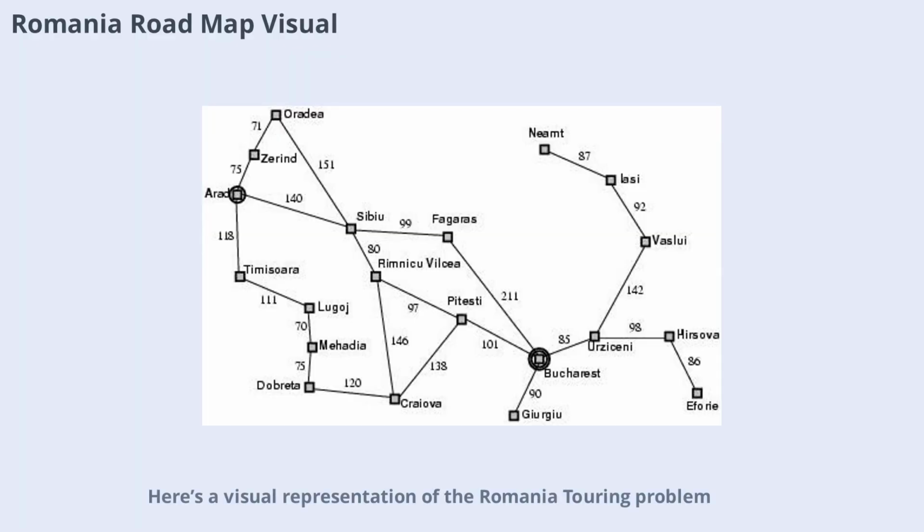Here's a visual representation of the Romania touring problem. The road map shows the cities and the connections between them, forming the state space the agent must navigate. Each city is a state and each road is a possible action. The agent's challenge is to find the best path from Arad to Bucharest.